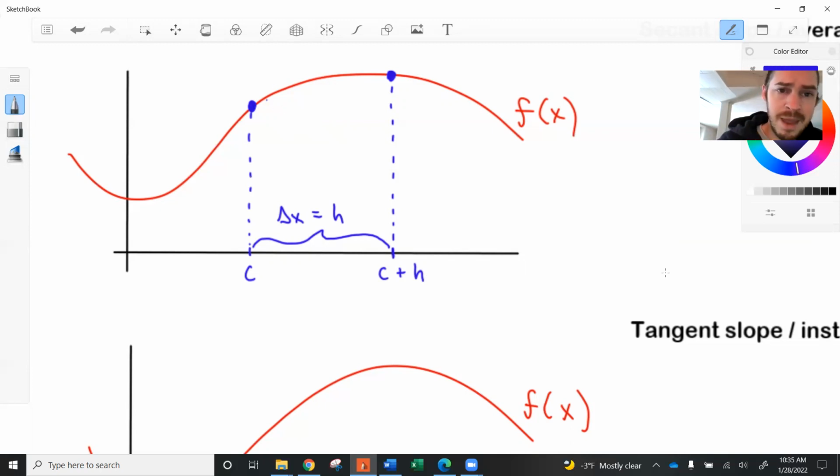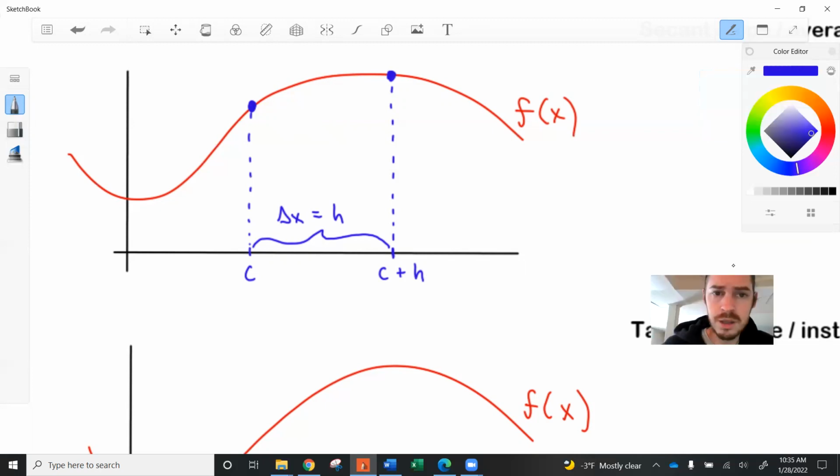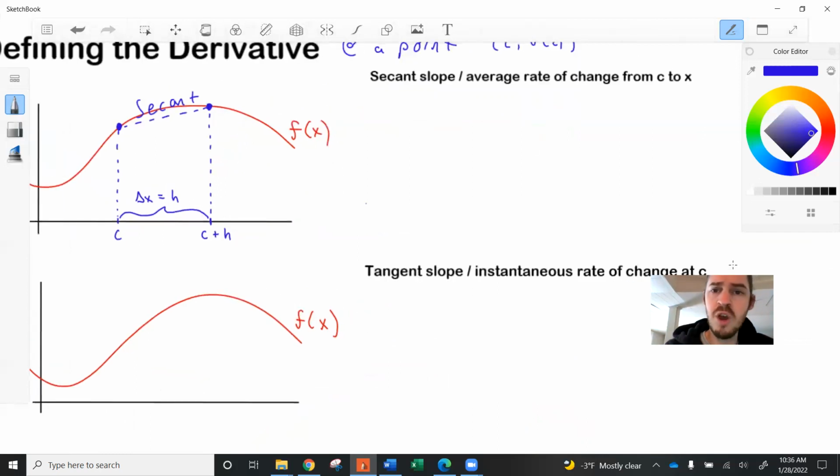Now, having done that, the line connecting these 2 points here is our secant line. And its slope, the secant slope here, would be calculated by change in y divided by change in x, rise over run. And I would calculate this by using the function values. So our denominator is going to be just h.